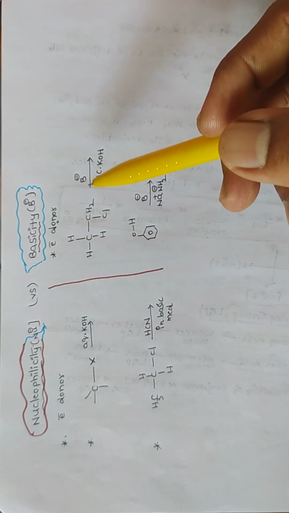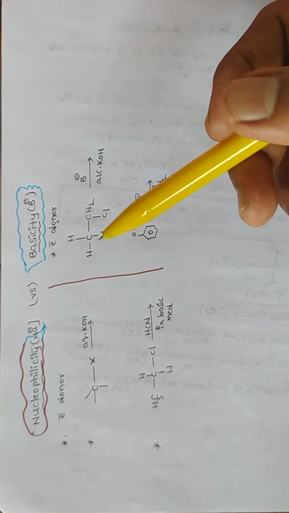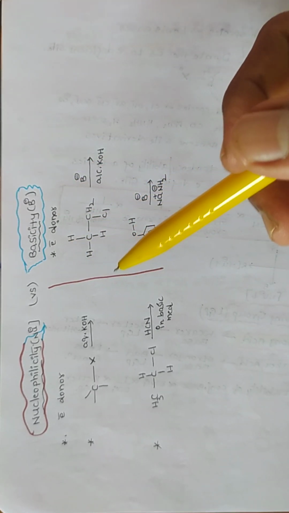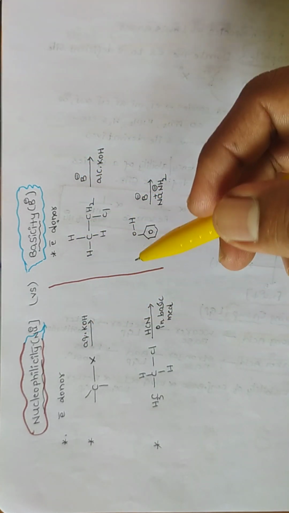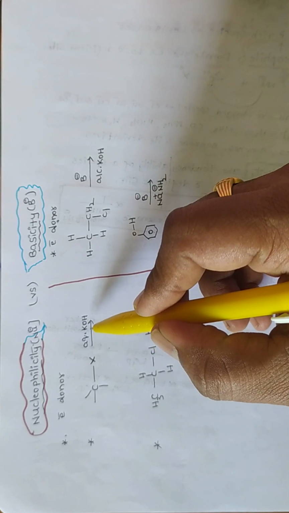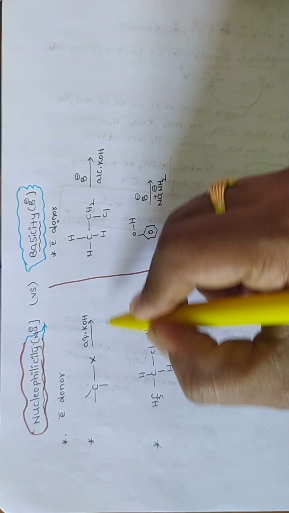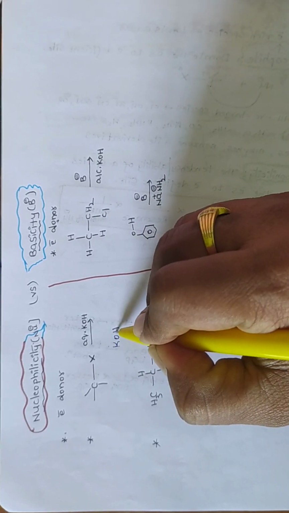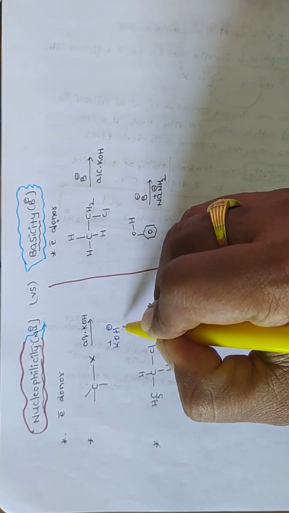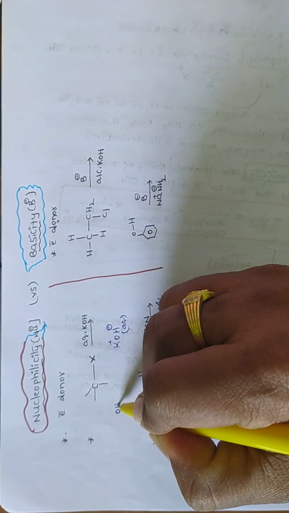Basicity is also called what? An electron donor. Both are electron donors. Then what are the dissimilarities between nucleophilicity and basicity? Now, when we are taking the nucleophile, here we take aqueous KOH. KOH means K plus and OH minus in aqueous medium. Now this OH minus is acting as what? A nucleophile.